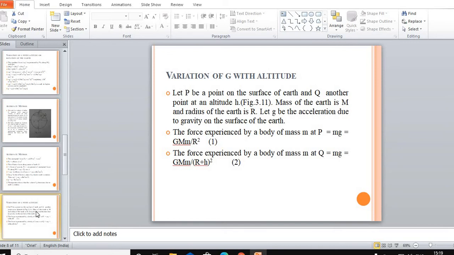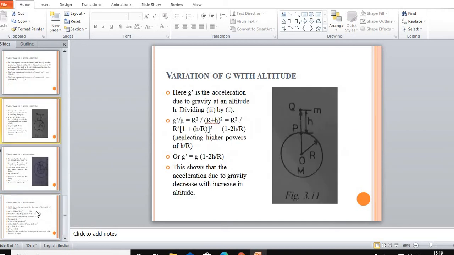Variation of g with altitude. Let P be a point on the surface of the Earth and Q be another point at an altitude h. This is shown in the figure. The mass of the Earth is capital M and the radius of Earth is capital R. Let g be the acceleration due to gravity on the surface of the Earth. The force experienced by a body of mass m at P is equal to mg equal to G M m divided by R squared. The force experienced by a body of mass m at Q is equal to m g prime equal to G M m divided by (R plus h) the whole squared.